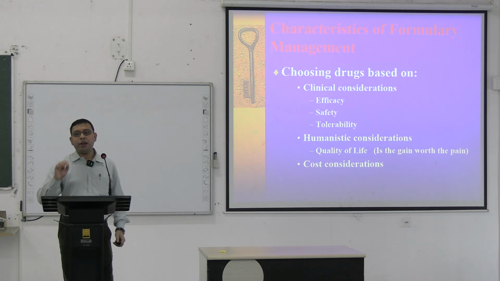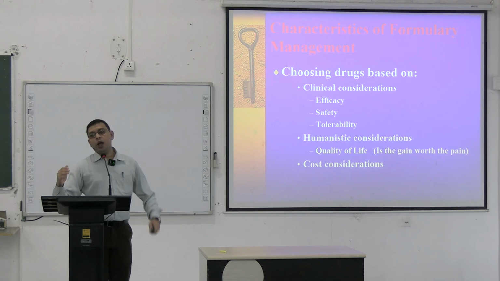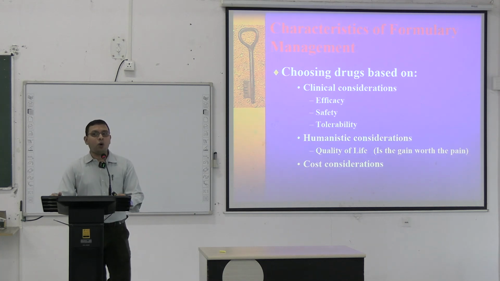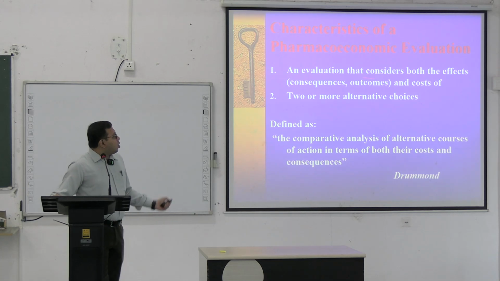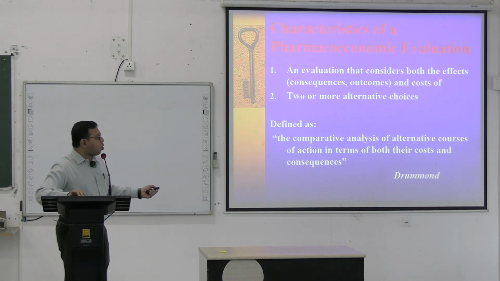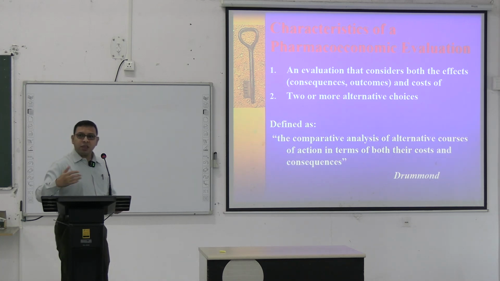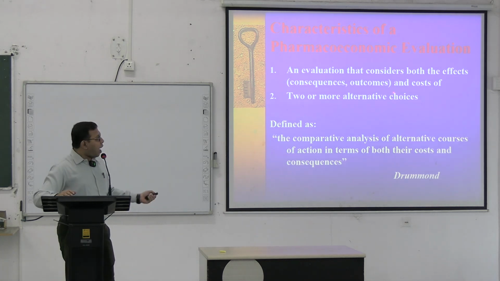So when we are treating a patient, we are not only thinking about the drugs, whether the drug is affecting the disease or not, but we also have to consider these other outcomes. So we have to carry out a pharmacoeconomic evaluation when we need it. It is an evaluation that considers both the effects and the cost of 2 or more alternative choices. Both the effects, meaning the consequences and outcomes, as well as the cost.